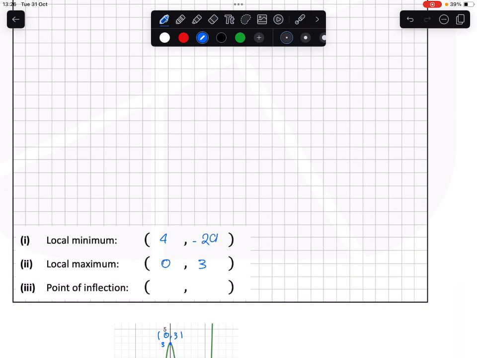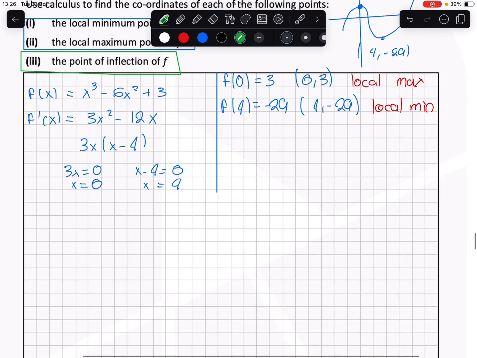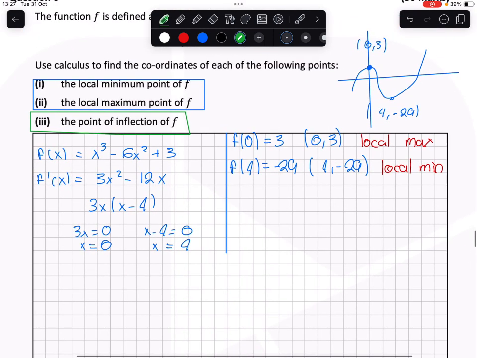Now we're going to be solving the point of inflection. How do we do that? Well, points of inflection are when it changes from concave up to concave down. And how do we know, or how are we going to be able to find it?